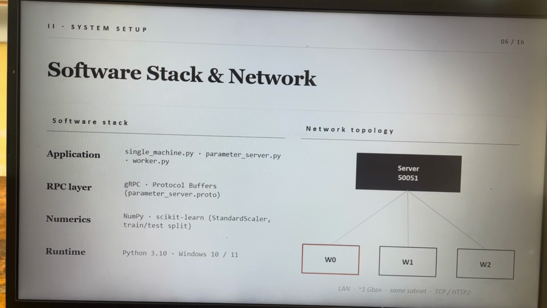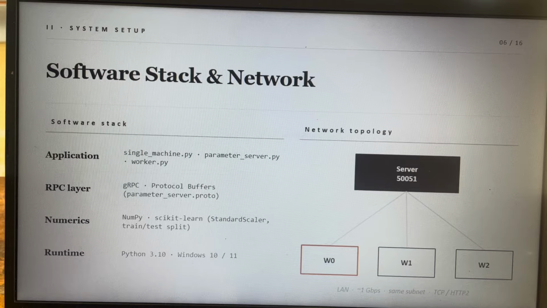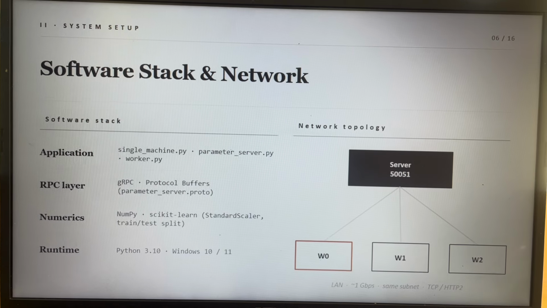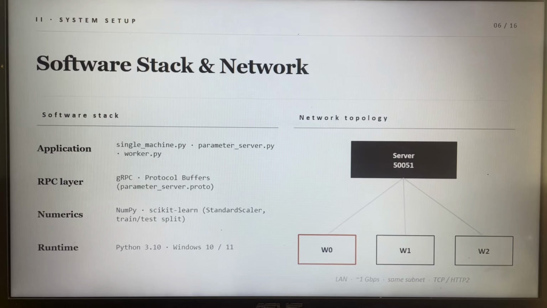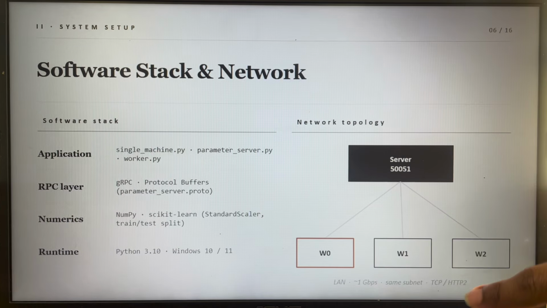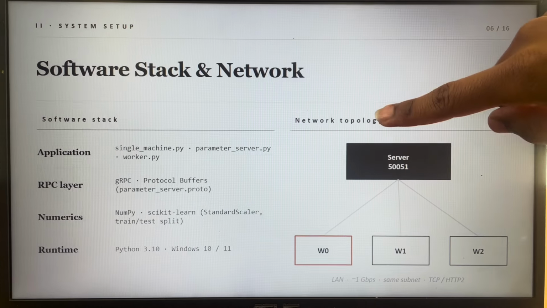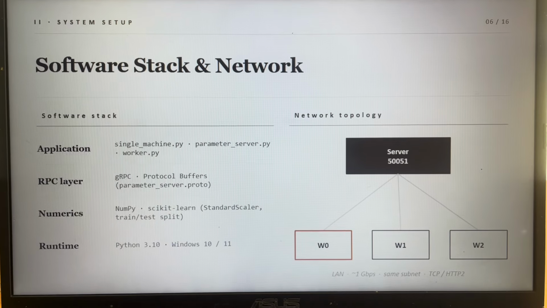But with our system setup, the laptops are Windows 11. Then this is the network topology. We see that worker 1 is connected to the server, and worker 2 is connected to the server.